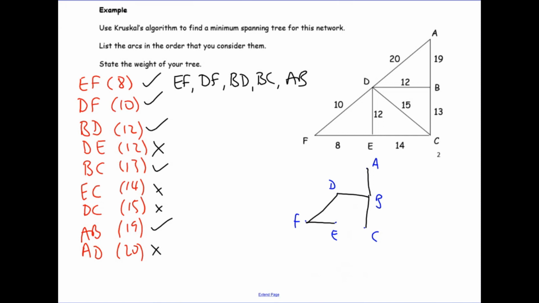Okay. So you need to write your arcs in order, and then you need to indicate whether you've accepted or rejected them. So just a little tick and cross is fine. And it says list the arcs in the order that you consider them. So that's just writing the list out. State the weight for your tree. So we're going to add up. We've got 8 plus 10 plus 12 plus 13 plus 19 for each of these that I've added on. And that gives me 62.